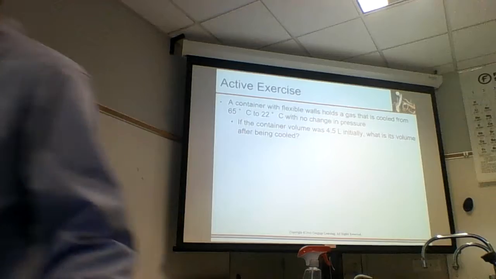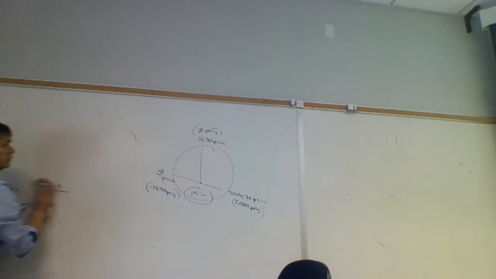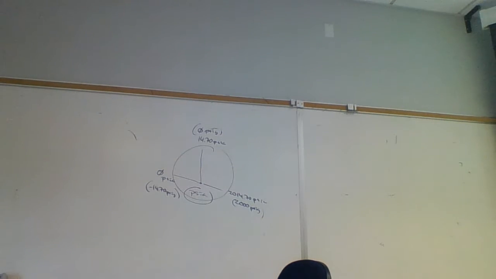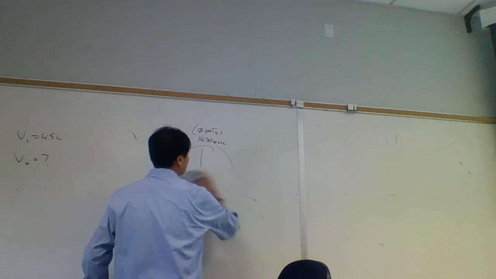So when we have these gas type problems, we do this. For example, 65 degrees C, we might call that T1. And that's going to go to 22 degrees C, which we'll call T2. When it's at 65 degrees C, V1 is 4.5 liters, and what they're asking for is V2. What is the new volume at the colder temperature? Well, at colder temperature the volume should contract. Higher temperature, volume should expand. So we expect the volume to be smaller.